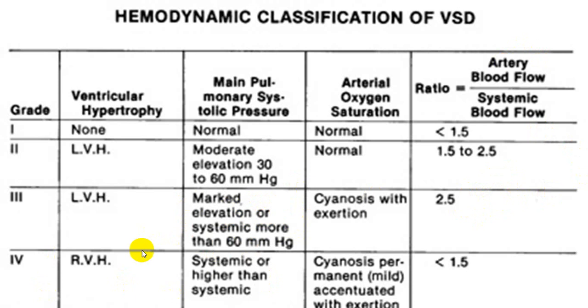Once the RV pressure starts rising and there is RVH, you will have a pressure almost systemic or higher than systemic. Cyanosis will be persistent, there will be reversal of the shunt, and now the ratio will again fall back to less than 1.5. So this will be the dangerous stage we call Eisenmenger.